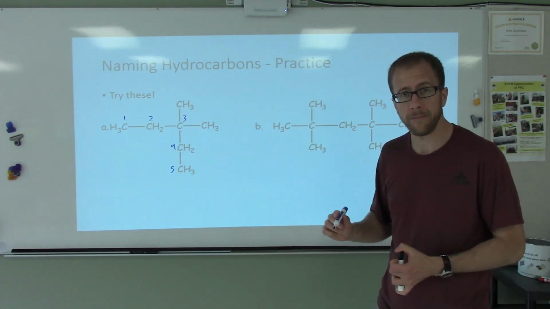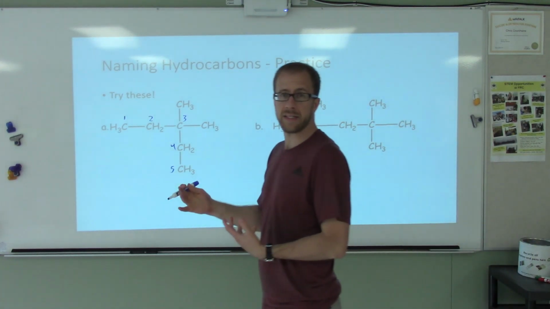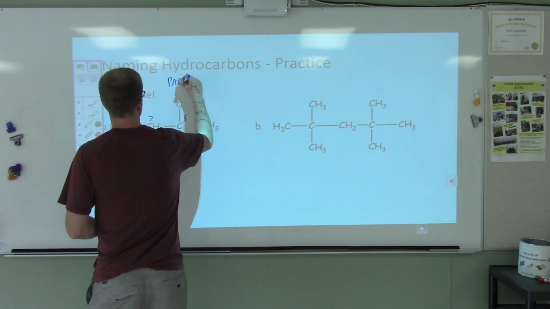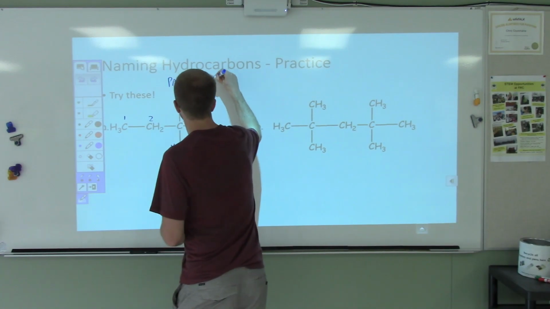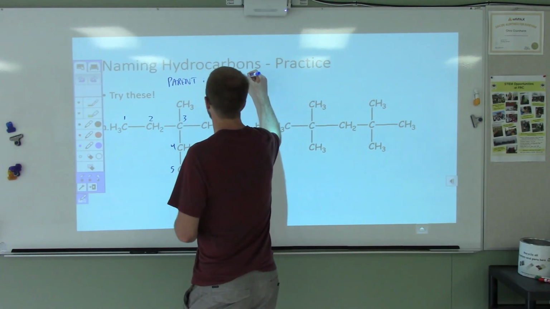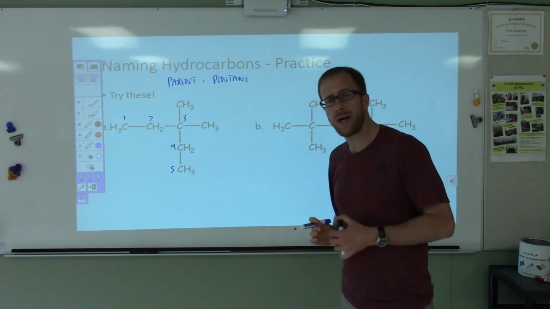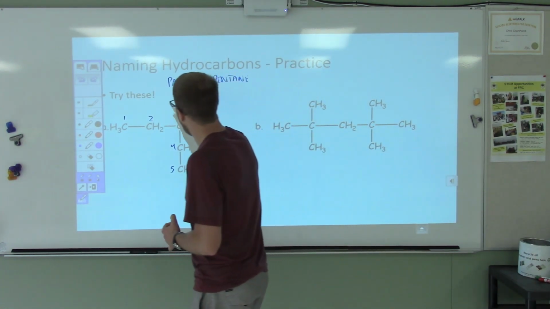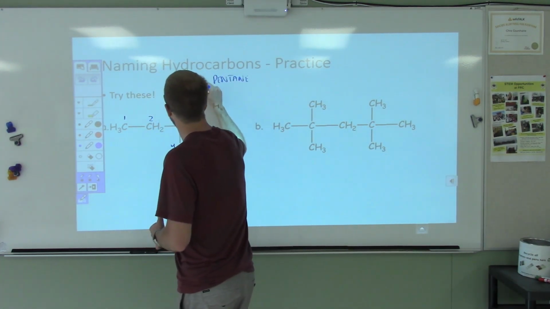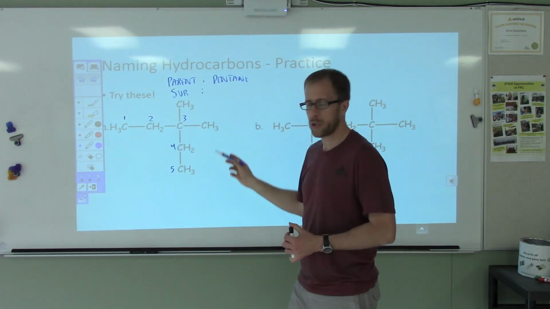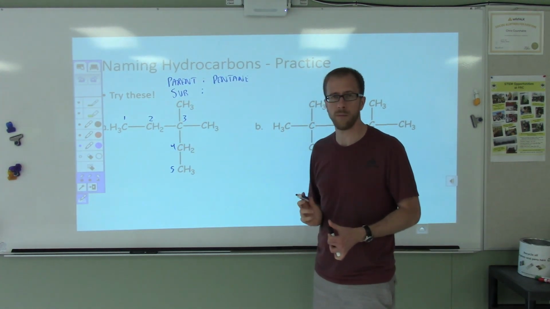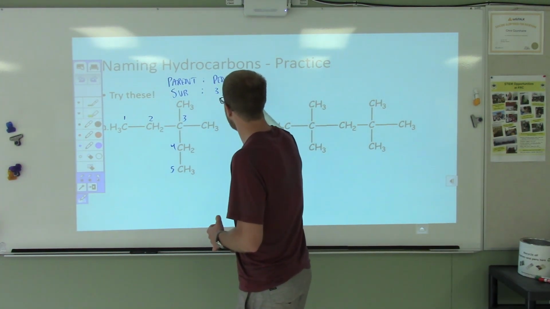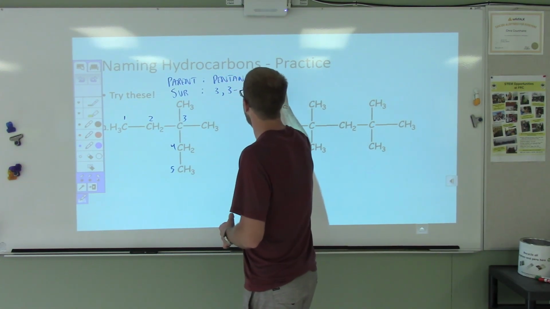So now that we've identified our parent chain, what do we call that? What is our parent chain? It's 5 carbons. It is an alkane. So our parent chain here is going to be pentane. Next up, we need to identify our substituent groups. We have 2 substituent groups. We have this methyl group on carbon 3 and this methyl group on carbon 3. So we have 2 methyl groups on carbon 3.